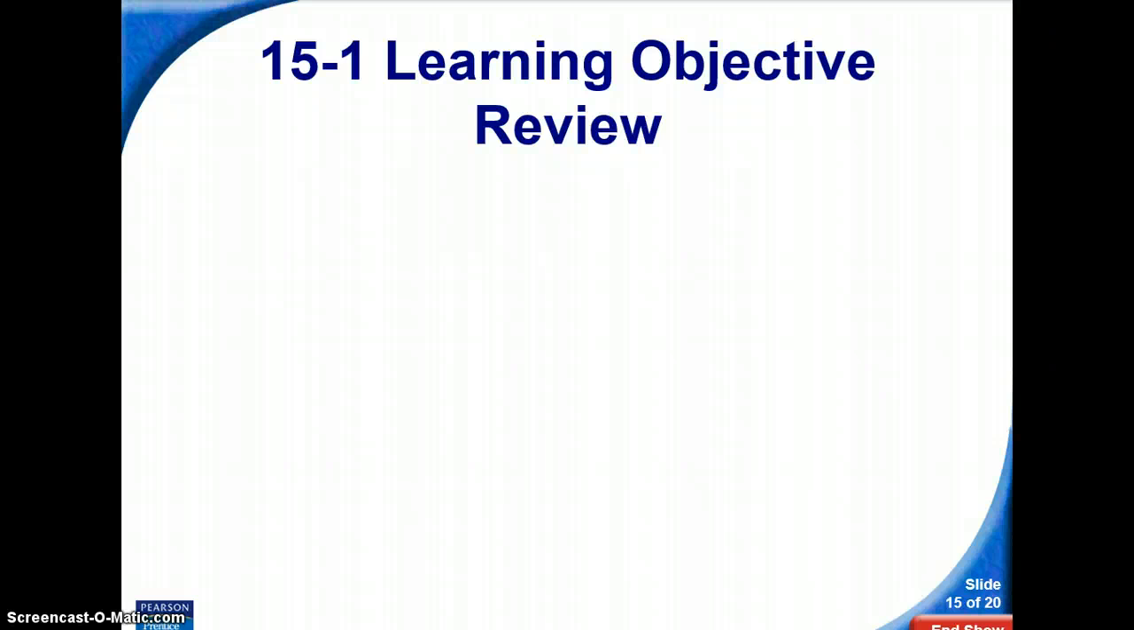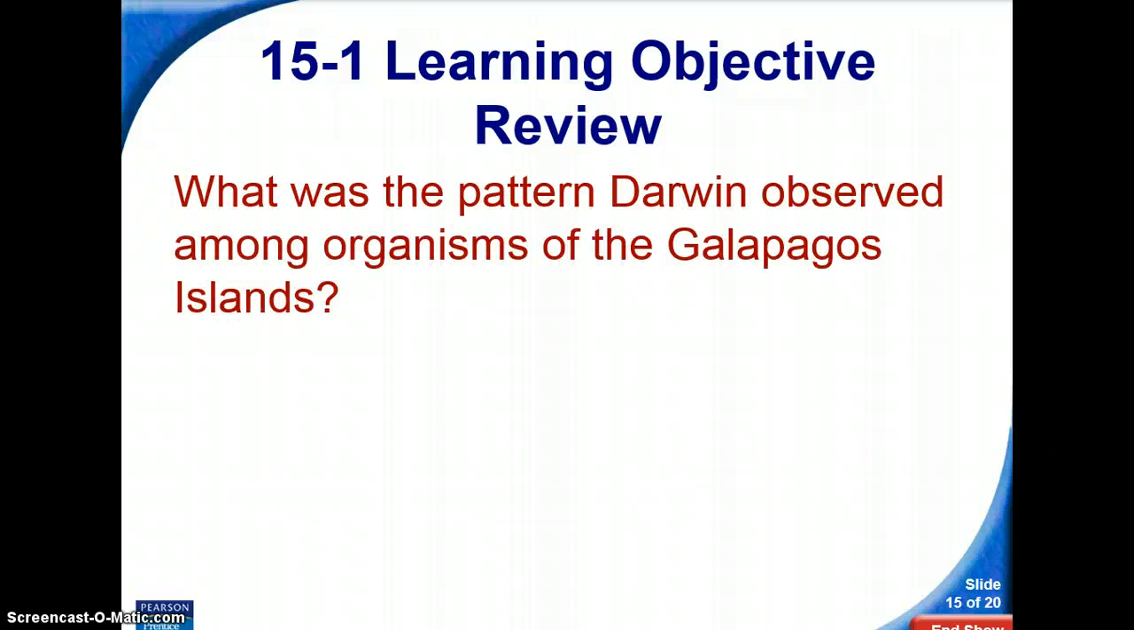So that's the end of this lesson. Here is the learning objective review for this lesson. And the question asks, what was the pattern Darwin observed among organisms of the Galapagos Islands? Now remember, this is not going to pop up on screen, so you're going to have to listen to what I have to say, and we just went over this not too long ago. What Darwin observed was that the characteristics of many animals and plants varied noticeably among the different islands of the Galapagos. So that was the pattern, that the characteristics varied noticeably.